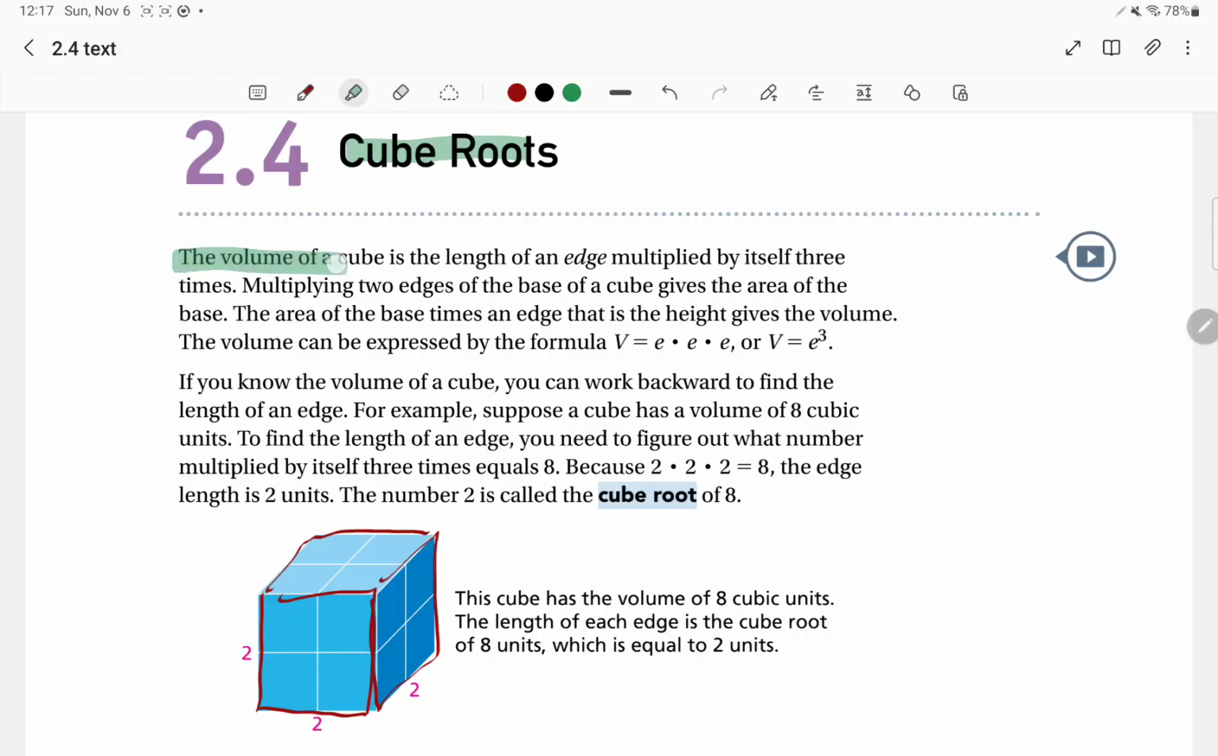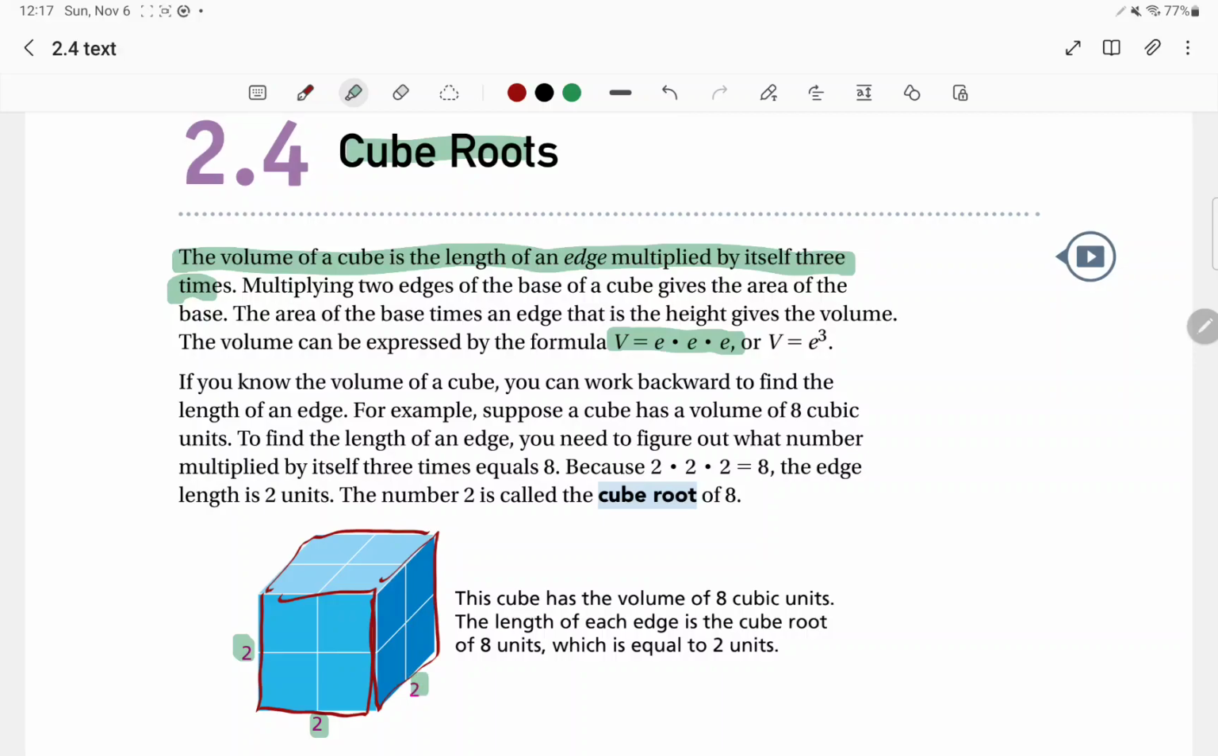Also, the volume of a cube is the length of an edge multiplied by itself 3 times, and it looks like this. Okay, write that in your notes. The volume is edge times edge times edge. In this example down here, the edge length was 2, 2, and 2.